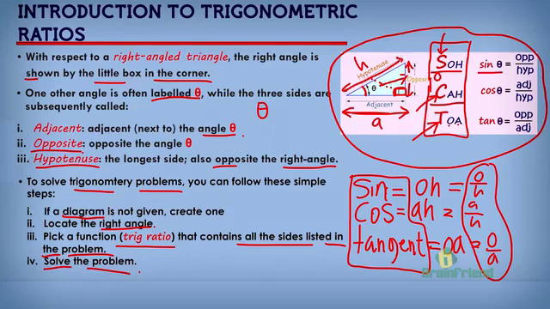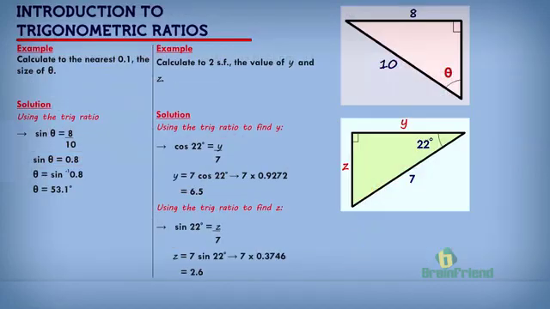So sine theta, our angle here, is opposite over hypotenuse. Cos theta is adjacent over hypotenuse. Tan theta is the opposite all over the adjacent. We'll take some quick examples for better understanding.